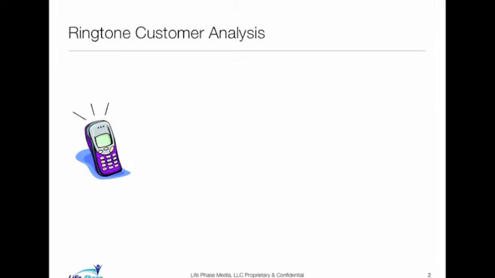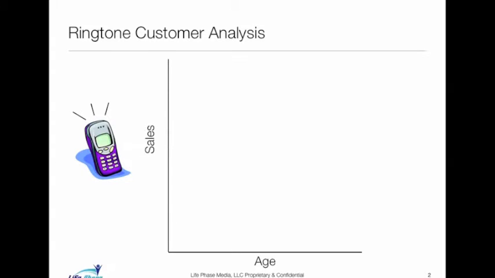Take, for example, a ringtone campaign. After the campaign was finished, we went back and looked at the data. So we extracted the data and we created a simple chart. We put age on the x-axis and sales on the y-axis. And what we uncovered was pretty interesting.